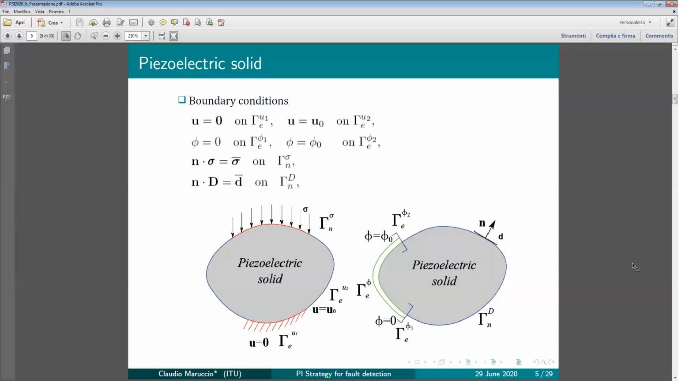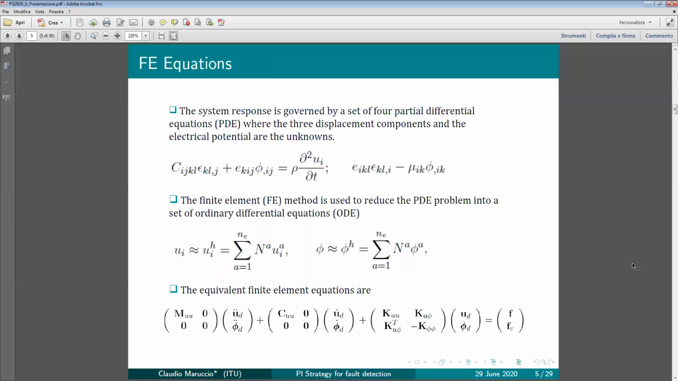Standard boundary conditions of Dirichlet and Neumann types are used, and the overall problem is governed by a set of 4 partial differential equations. So the PDE problem, where the 3 displacement components and the electrical potential are the unknowns, u and phi. The finite element method can be used to reduce the PDE problem into a set of ordinary differential equations, or ODEs, where with N we are indicating the shape functions, and with A we are indicating the nodal values of the displacement u and the electric potential phi.